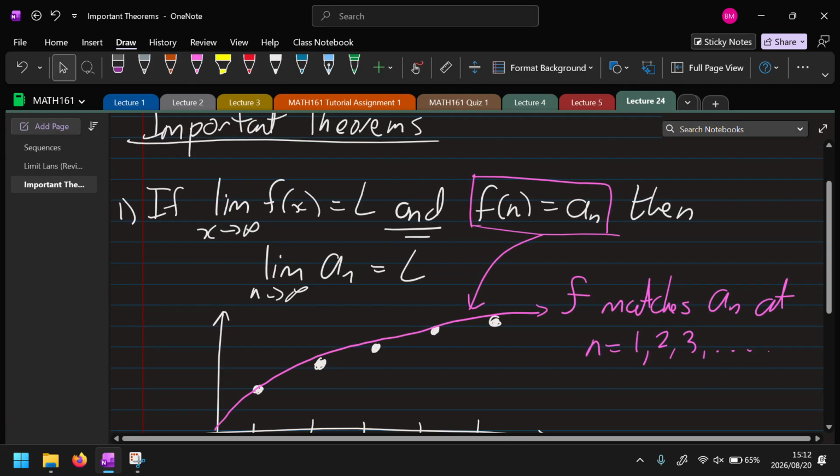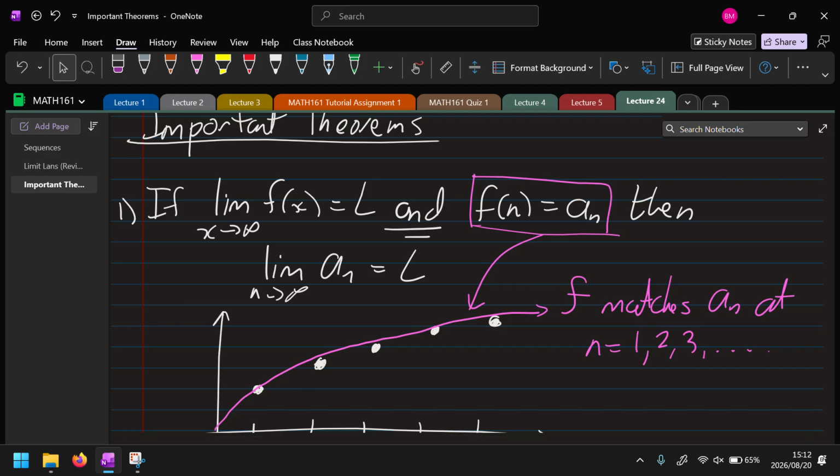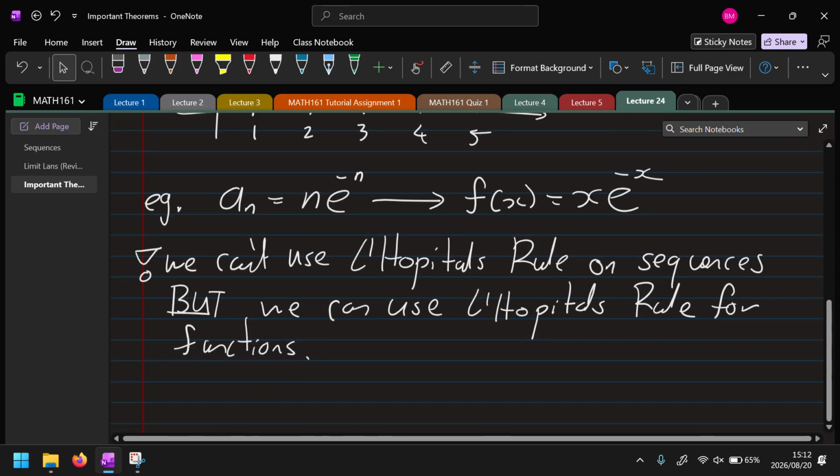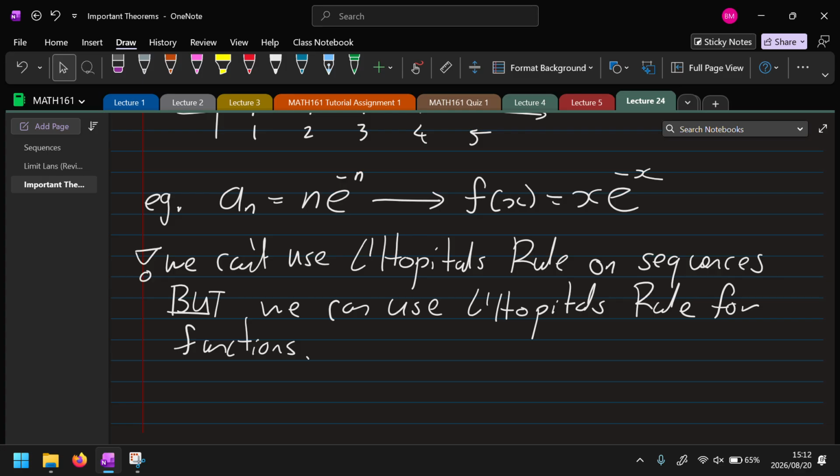And what this theorem tells us is that whatever we get for L'Hopital's rule for functions is exactly the same as if we did it for the sequence. They both have the value L. So for this example here, we can use L'Hopital's rule because that's an indeterminate form. What type?